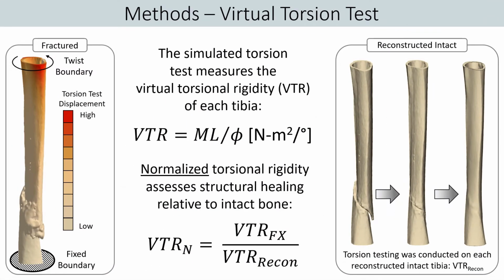Once the finite element models were created, virtual torsion tests were performed in ANSYS Mechanical. The result of each test is a parameter called virtual torsional rigidity, or VTR, which is the moment reaction times the working length of the model divided by the angle of twist. VTR of the fractured limbs was normalized to the intact limb for each patient. The resulting percentage score for normalized VTR tells us how advanced the structural healing is in the injured tibia relative to the intact bone.